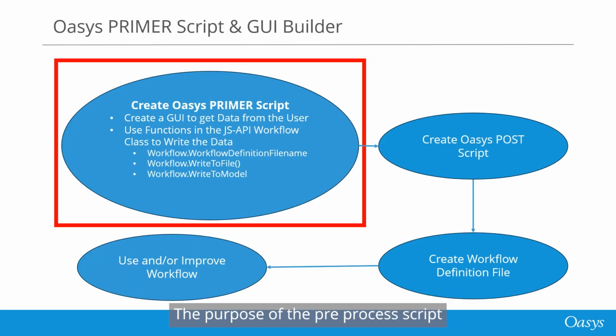The purpose of the pre-process script that runs in Primer is to get data that will be required in the post-processing software and store it with the model so that the D3plot script and or THIS script can access it. This is done by saving user data to a JSON file or to a keyword file with post-star and data. We will use helper functions such as workflow definition file name, write to file, and write to model, which I will run through later.